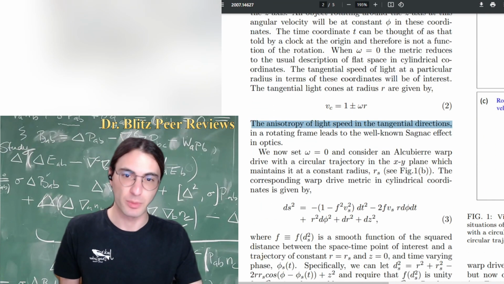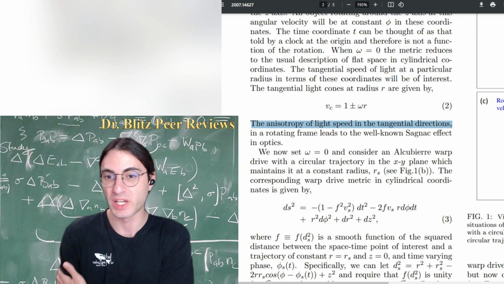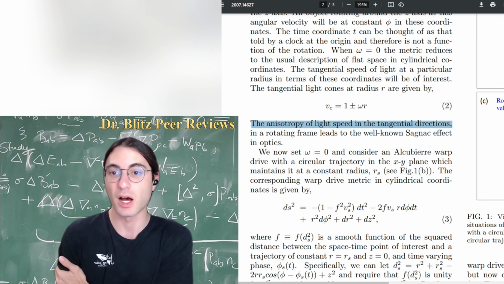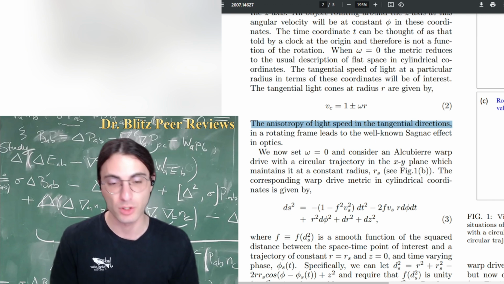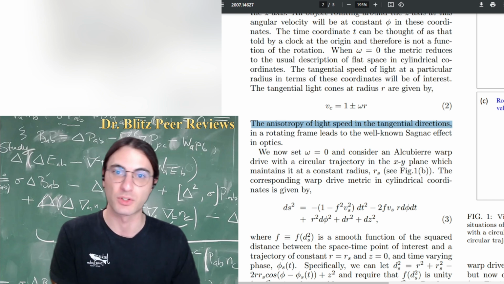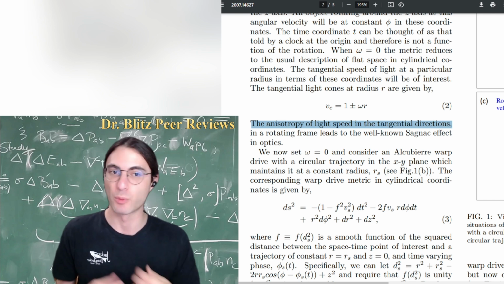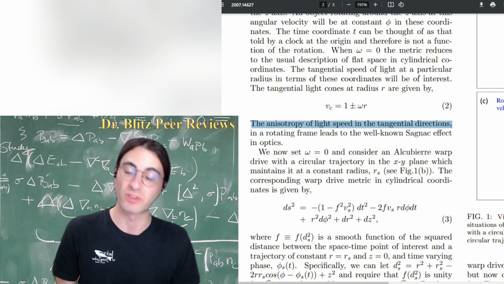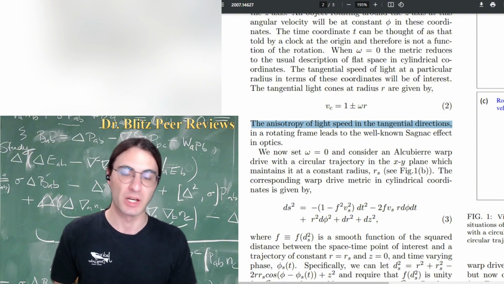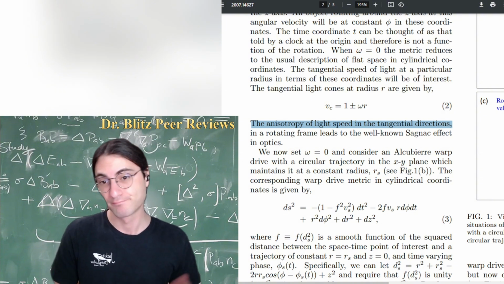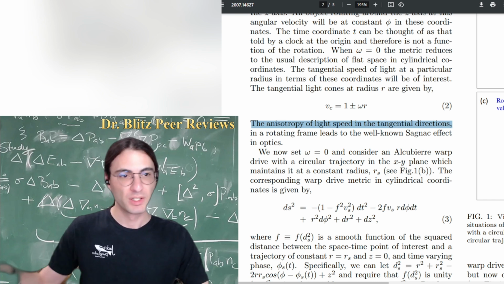Now, the anisotropy of light speed in the tangential directions in a rotating frame leads to the well-known Sagnac effect in optics. So if you're in a rotating frame, the speed of light is different depending on which direction you're moving in. If you're moving with the rotation, then the speed of light is faster. If you're moving against the rotation, your speed of light is slower. Okay, great.